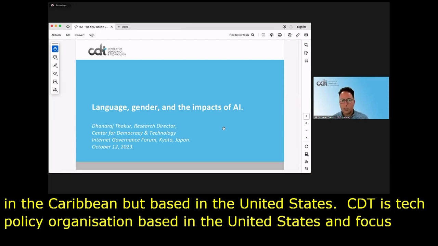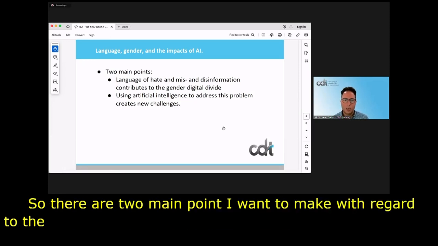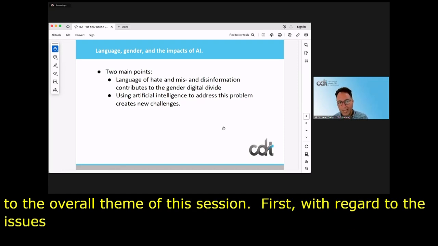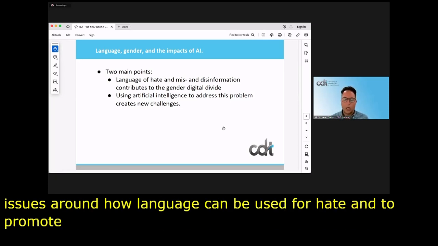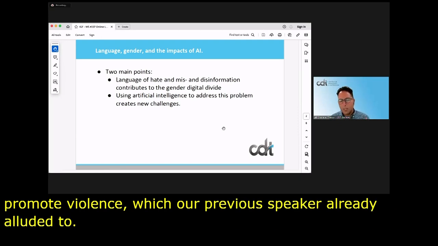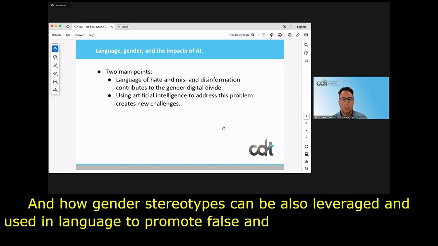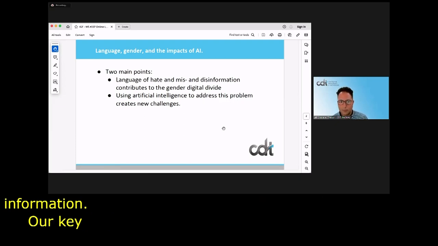CDT is a tech policy organization, also based in the United States, that focuses on human rights in digital spaces. So there are two main points I want to make with regard to the overall theme of this session. First, the issues around how language can be used for hate and to promote violence, which a previous speaker already alluded to, and how gender stereotypes can also be leveraged and used in language to promote false information, misinformation and disinformation, are key aspects of the online information environment and contribute to the gender digital divide.